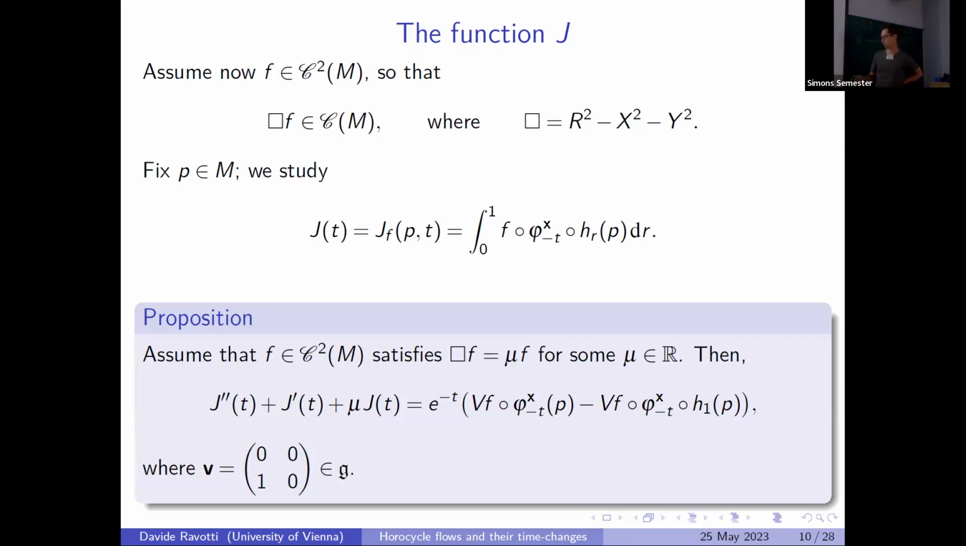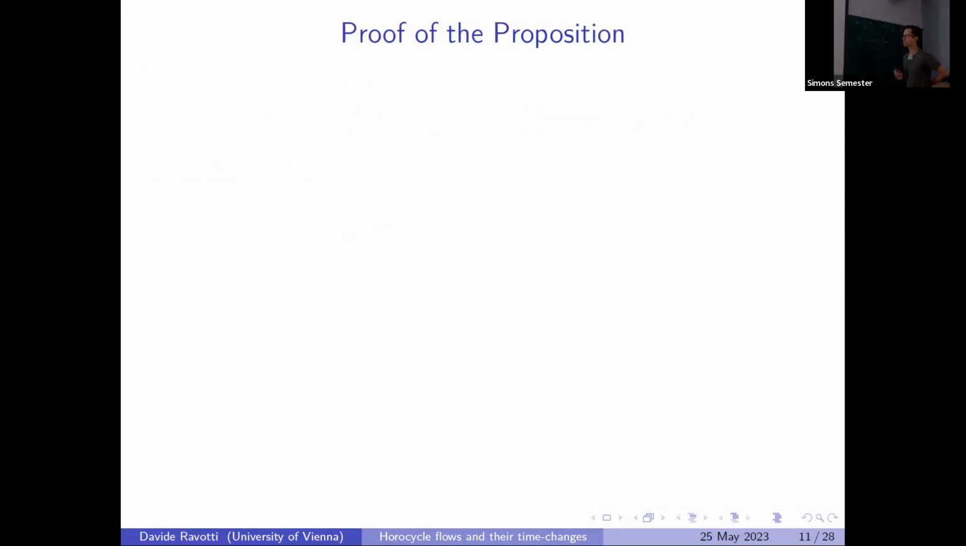Okay, here I have to say something about the something in the bracket. This is a derivative of your function along some other direction, the unstable horocycle direction. Let me prove this proposition. If there are questions, please stop me, but I will prove this proposition, and the proposition is not very hard to prove.